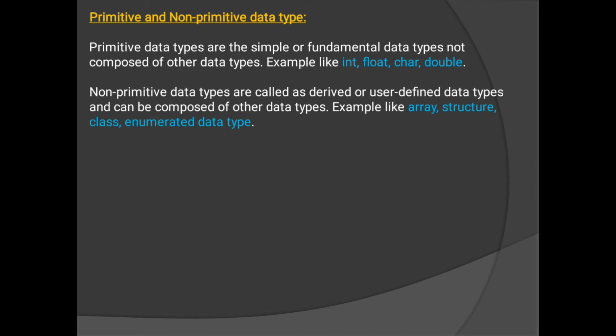Non-primitive data types are also called derived or user-defined data types and can be composed of other data types. So you have examples like array, structure, class, enumerated data types.